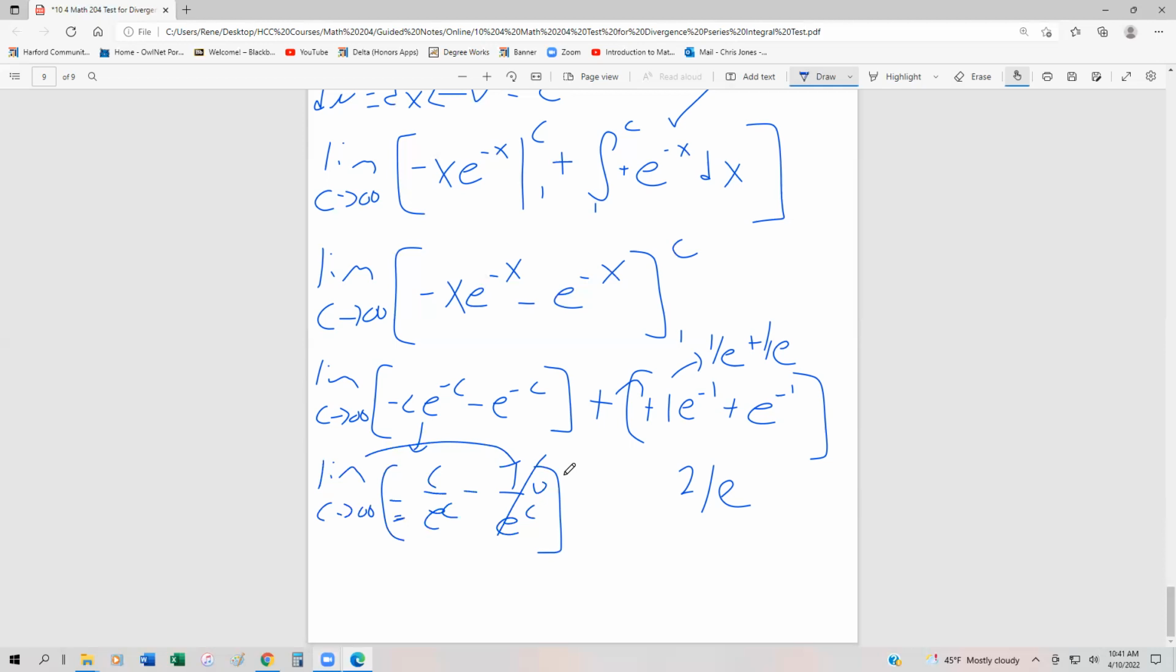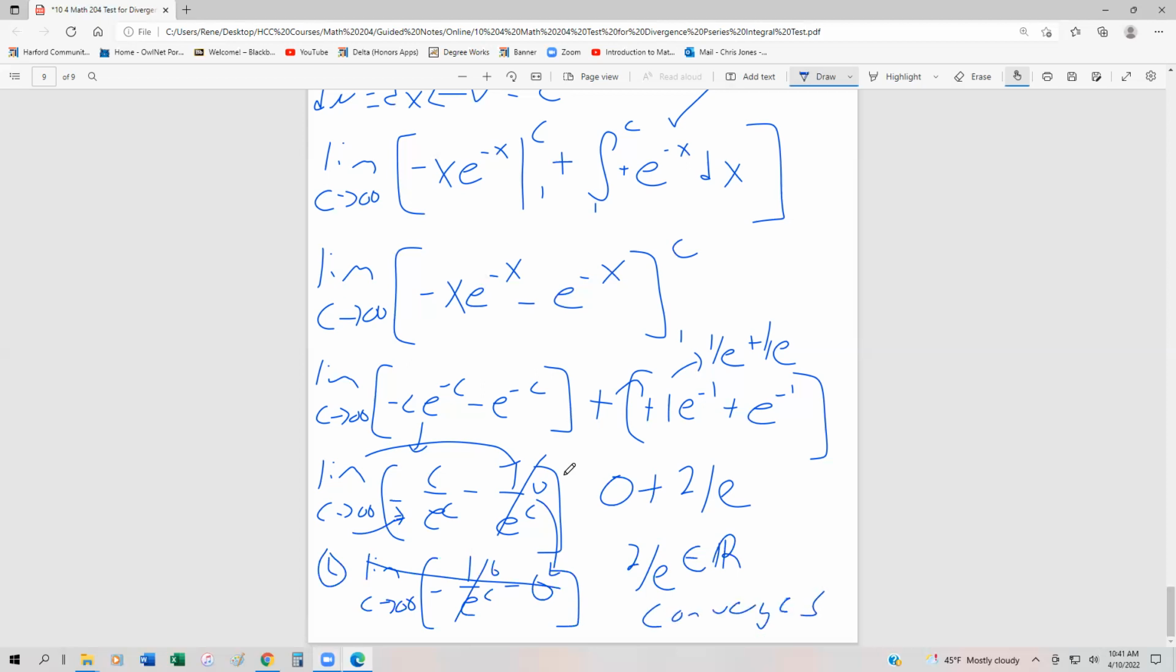And so we can use L'Hopital's rule here by taking the derivative with respect to c of the numerator and denominator. That becomes the limit as c approaches infinity of the opposite of 1 over e to the c, and we know that this goes to 0 as well. So this whole thing goes away. We have 0 plus 2 over e, and 2 over e is indeed a real number. And so what that means is that we have a convergent series.